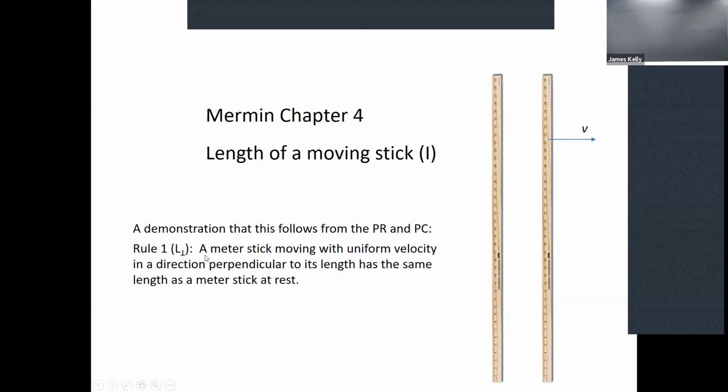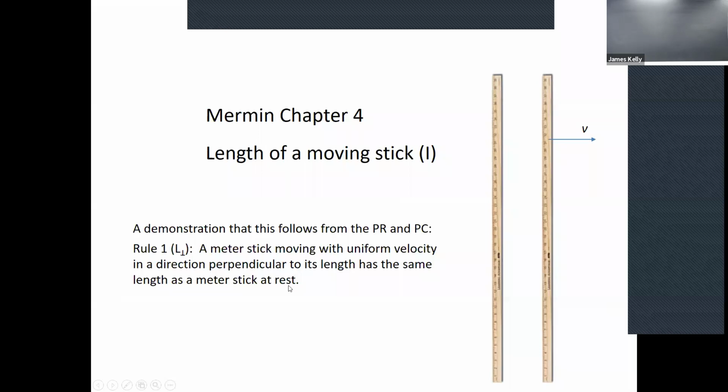So the rule we're going to prove today, starting with PR and PC: a meter stick moving with a uniform velocity in a direction perpendicular to its length. Well, we don't normally speak that way, but if it's moving perpendicular to its length, that means it's moving in this direction, exactly perpendicular to its length. It has exactly the same length as a meter stick at rest. Wow, that's really amazing. Thanks, Merman, or thanks, Einstein. But this is going to be extremely important for us. We're going to find out that it's actually not true.